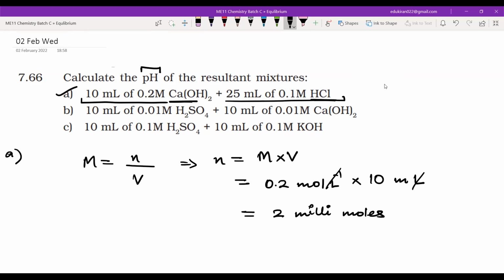Similarly, this is the number of moles for Ca(OH)2, right? Can you find the number of moles of HCl also? Calculate this. Send the answer in chat. Write the question, guys. Sarah and Zainab, write the question.